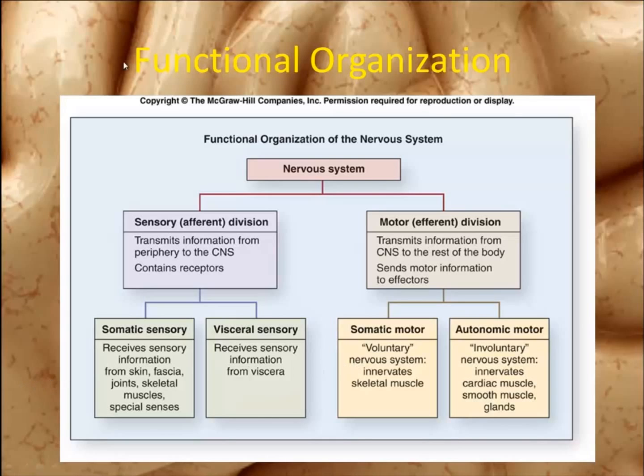or most of the time not conscious of what's going on. Over on the other side, we have the motor or efferent division. And the motor or efferent division transmits information from the CNS to the rest of the body. Now, this can be further broken into the somatic motor system and the autonomic motor system. Now, somatic is going to be the voluntary movements that we think about when we want to move a muscle and we create an action. The involuntary system is going to be innervating things like cardiac muscle, smooth muscle, and glands.